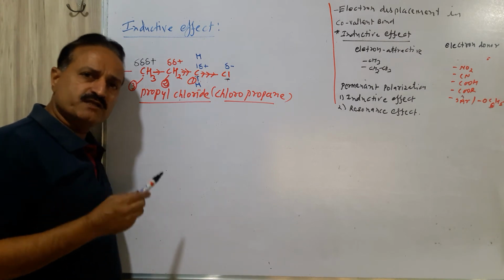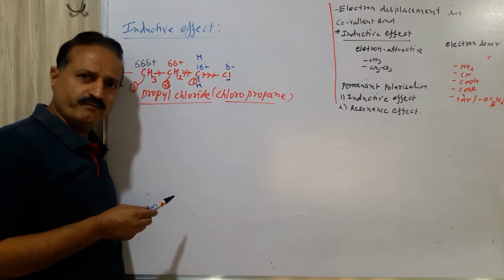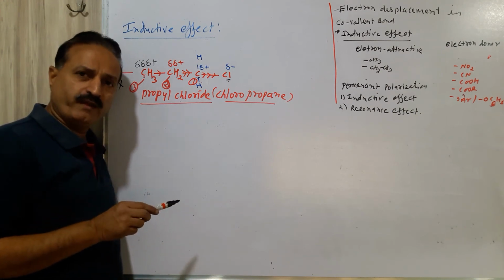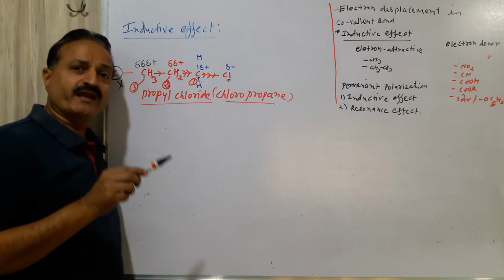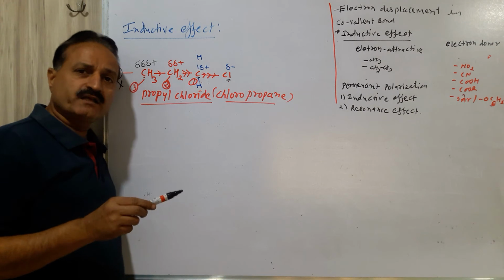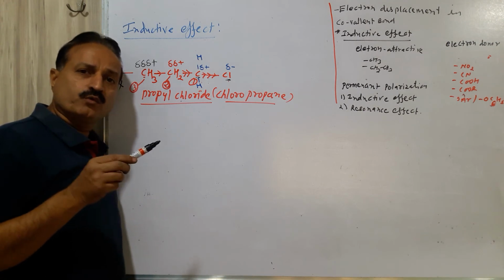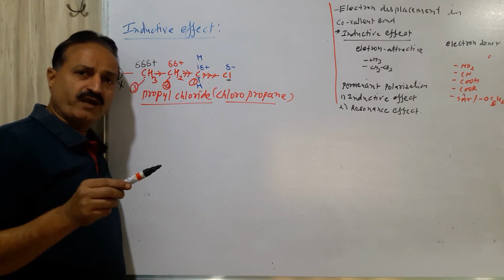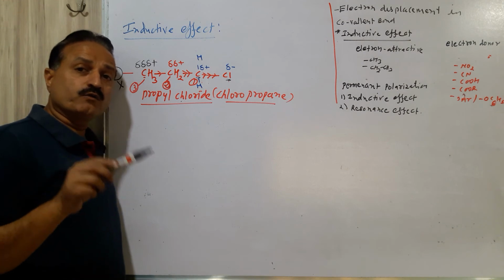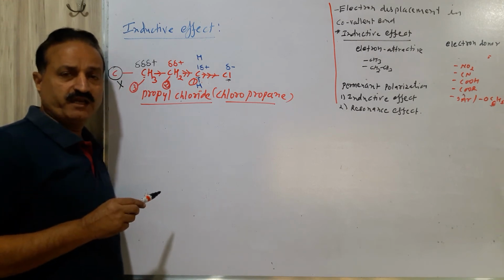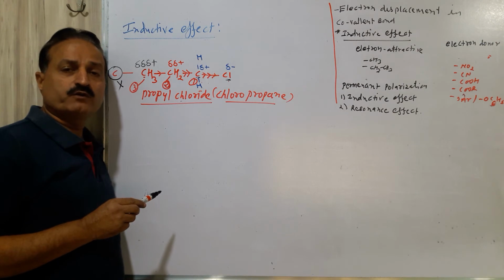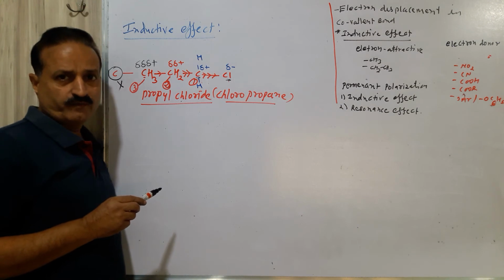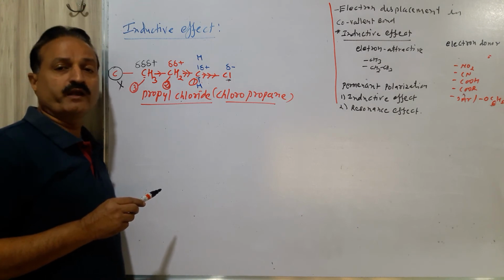So if there is a covalent bond between two elements and there is an electronegativity difference between them, the more electronegative element will drag the electron pair toward itself. The more electronegative element will convert into partial negative, and the less electronegative element will convert into partial positive. This bond is not only a covalent bond, it is a polar covalent bond.